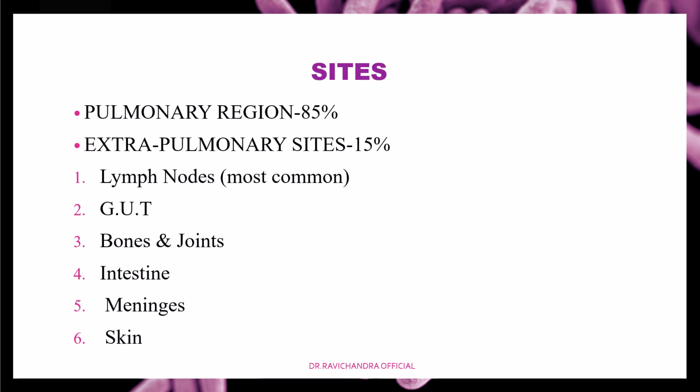Regarding the sites where tuberculosis can be seen, most of the time it is the pulmonary region, constituting around 85%, and the extrapulmonary sites will be around 15%. Out of the extrapulmonary sites, the most common is the lymph node. This can be asked in the MCQs or in the NEET PG exam. So lymph nodes are the most common extrapulmonary sites for Mycobacterium tuberculosis infection, and the pulmonary region constitutes 85% of the tuberculosis cases. After the lymph nodes, the genitourinary tract, bones, joints, intestines, meninges, and skin, everything can be attacked by Mycobacterium tuberculosis.